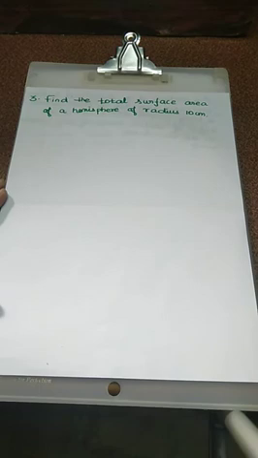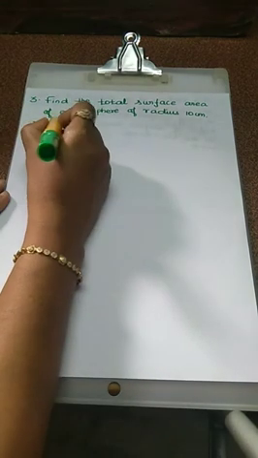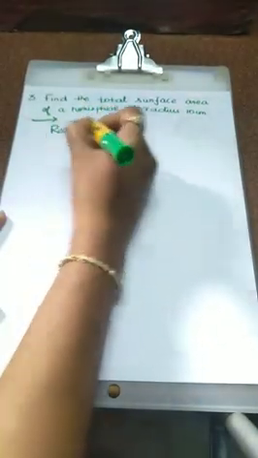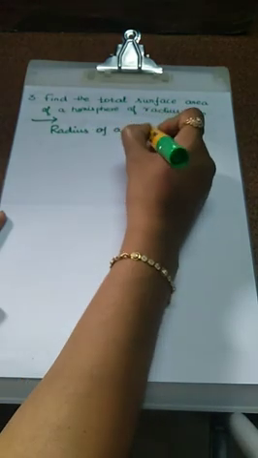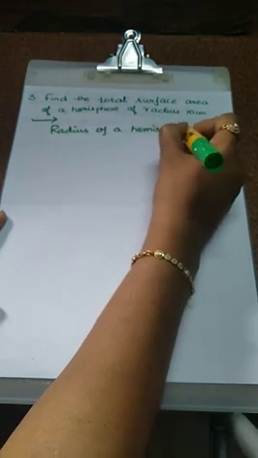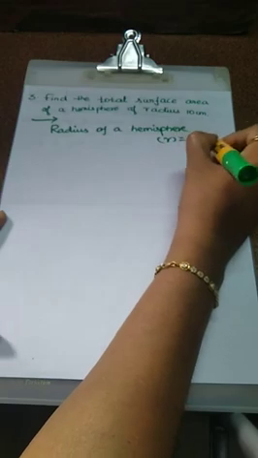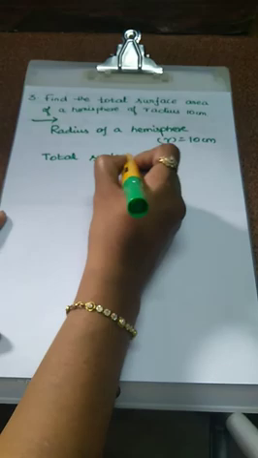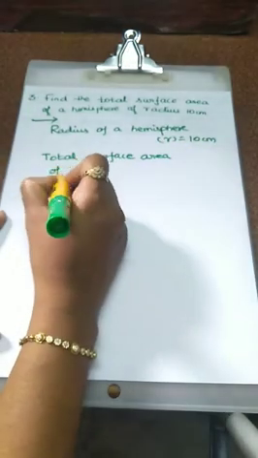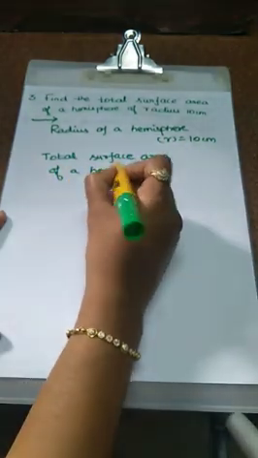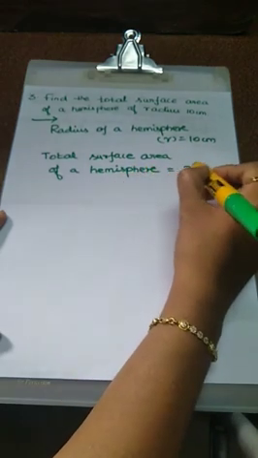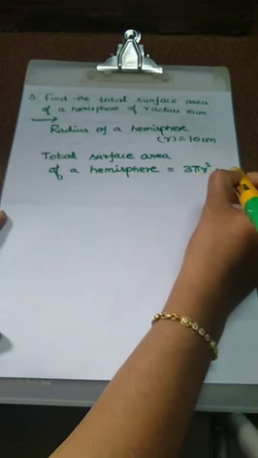Third problem. Find the total surface area of a hemisphere of radius 10 centimeter. First write the given. Radius of a hemisphere is given. What is the value? 10 centimeter. Now we calculate the total surface area. What is the total surface area of a hemisphere formula? That is 3 pi r square units.